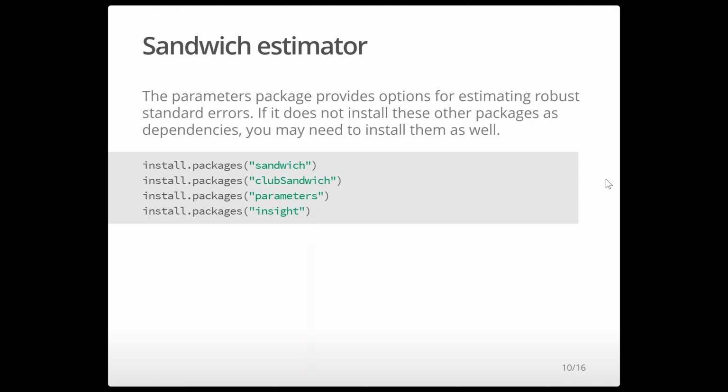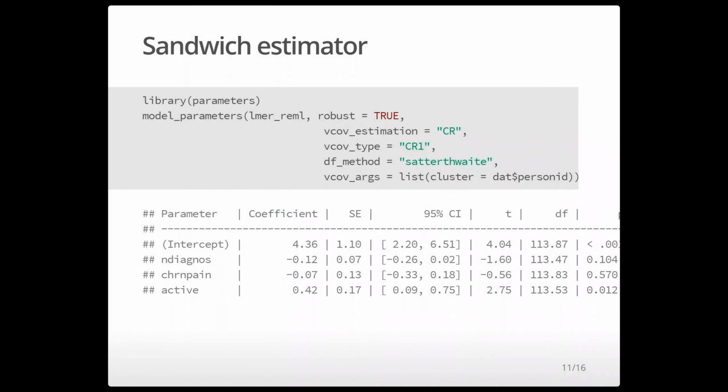The parameters package provides options for the sandwich estimator for estimating robust standard errors. It should hopefully install these other packages as well as dependencies. For me, it did not, and I had to figure out what was going on, but you need all of these packages loaded up or at least installed for the parameters package to function and correctly apply the sandwich estimator. So if it doesn't work, you may want to try installing these packages as well.